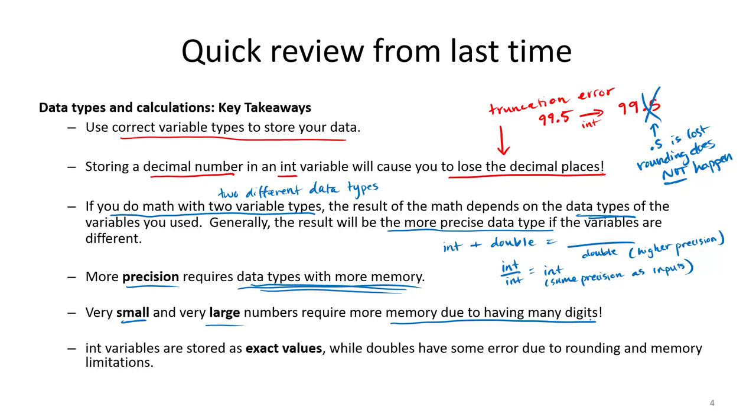Finally, remember that int variables are stored as exact values, while doubles have some error because you have your known decimal places, but there will be some random stuff due to memory limitations. So int variables are actually stored as exact whole number values, while doubles may contain this error once we pass the precision limit of the double.